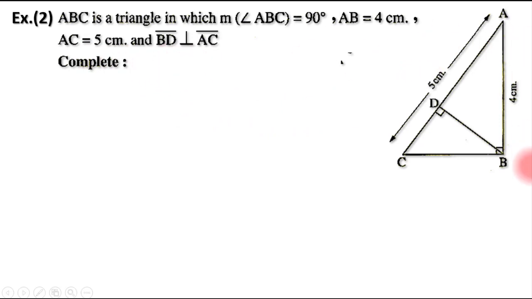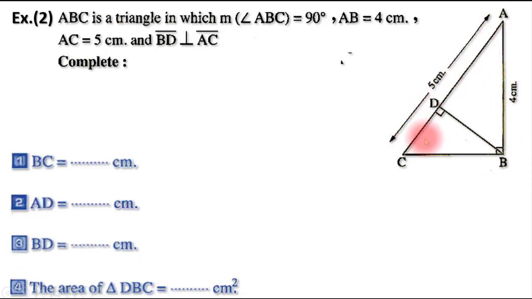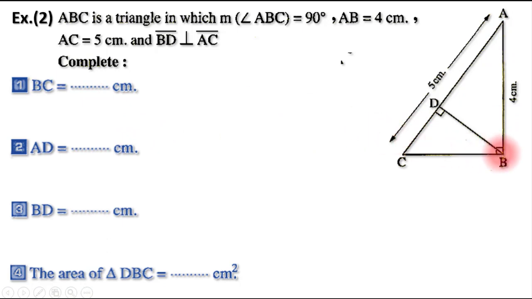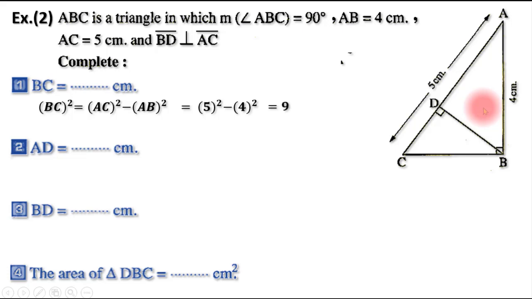Number 2, triangle ABC is a right angle triangle in which the measure of angle ABC equals 90 degrees and BD is perpendicular to AC. Length of AB equals 4, AC equals 5. Complete. First, find the length of BC. We can find the length of BC by the Pythagoras theorem. Hypotenuse is equal to 5 and the other side equals 4. Then BC power 2 will equal AC power 2 minus AB power 2, which equals 9. Then BC will equal the square root of 9, which equals 3 cm.